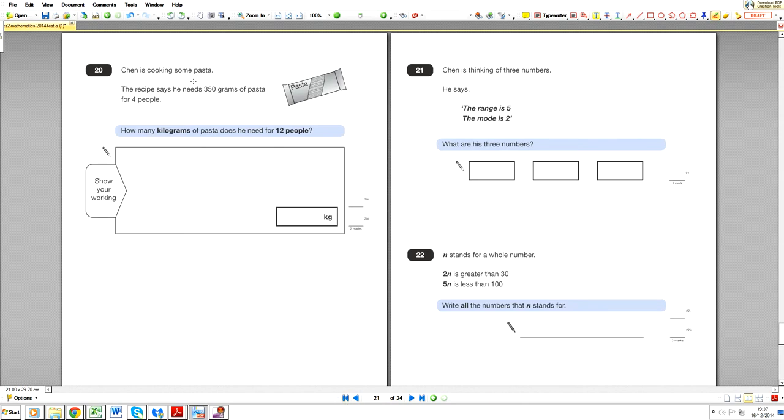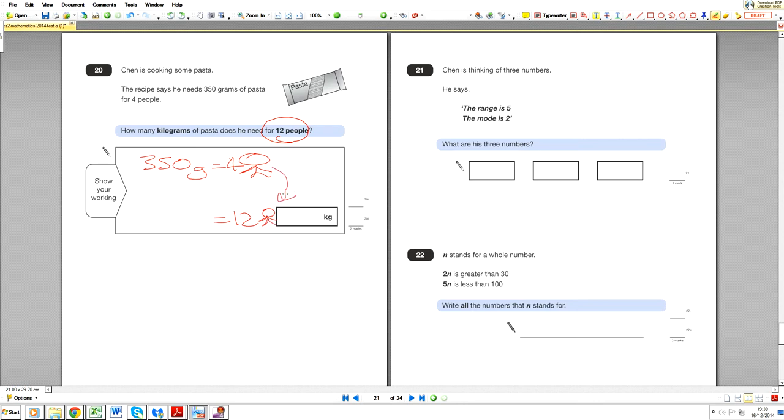Here we go. Chen is cooking some pasta. It's one of our favorites. The recipe says you need 350 grams of pasta for 4 people. Let's write that down. 350 grams is needed for a recipe for how many people? Now he needs to make the pasta for 12 people. 4 people now. Okay, Mr. Kamal, how do we get from 4 people to 12 people?